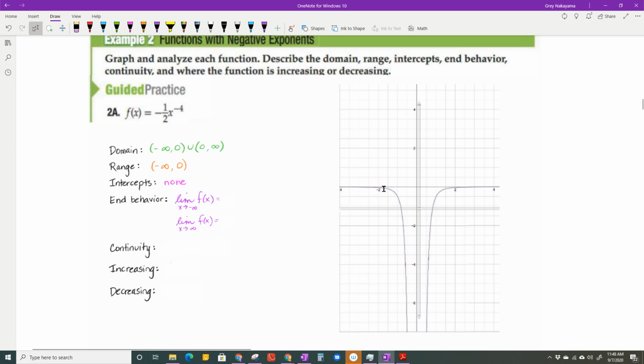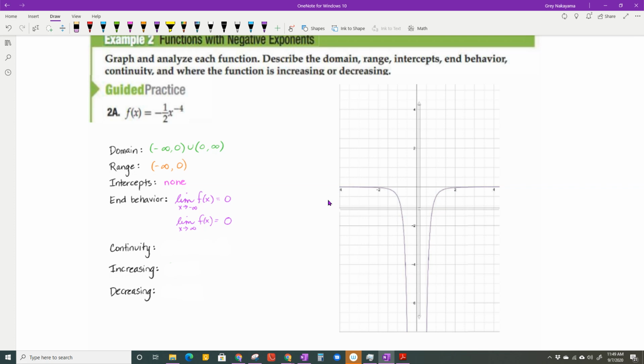What is this left arrow doing? The left arrow is over here. This is not the end behavior. This is in the middle of the graph. These are the ends of the graph. So you're looking at the left side and the right side, and both of those are getting closer and closer to 0. So that's what that is.